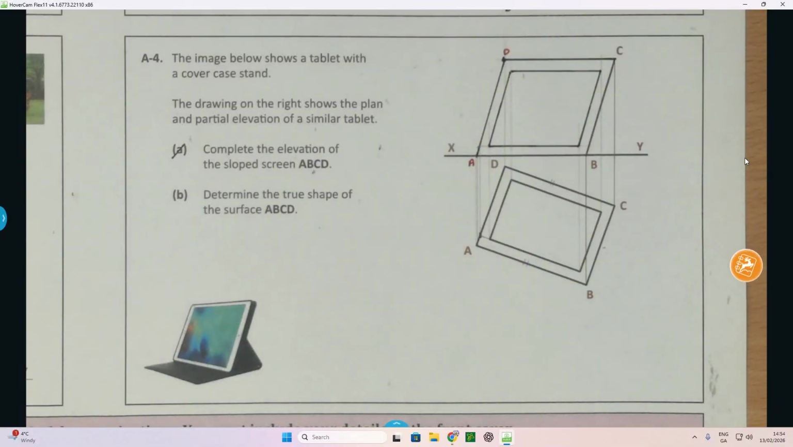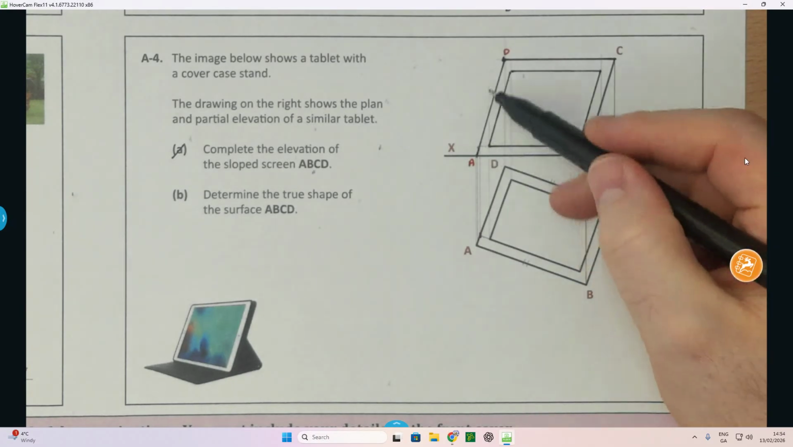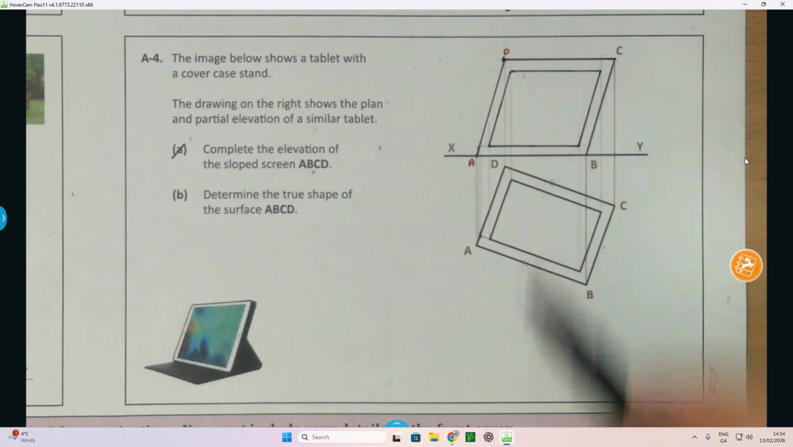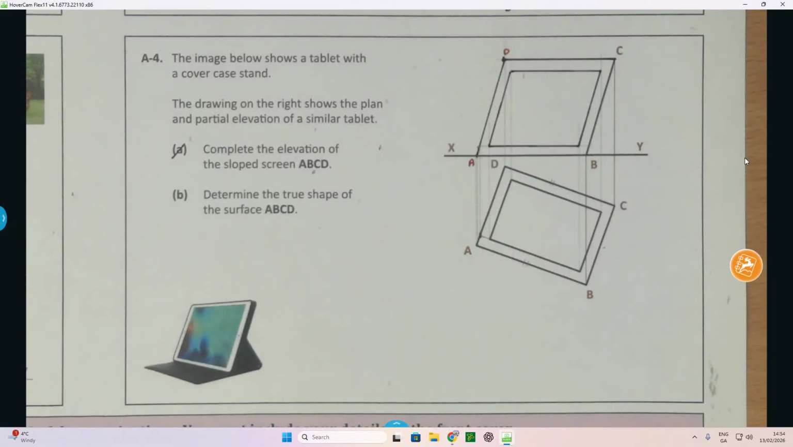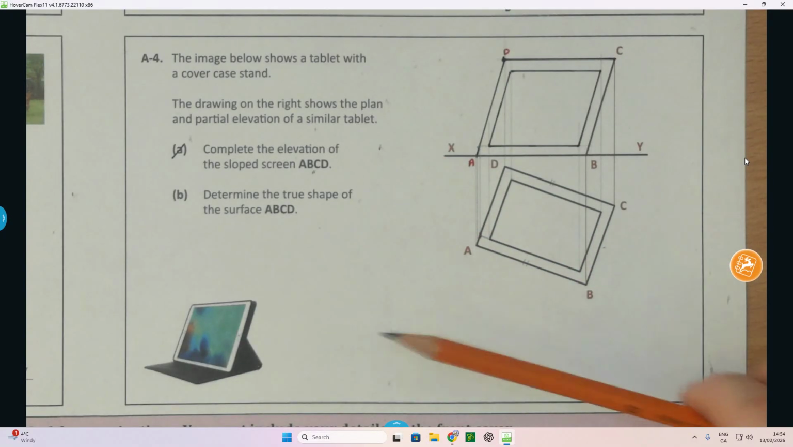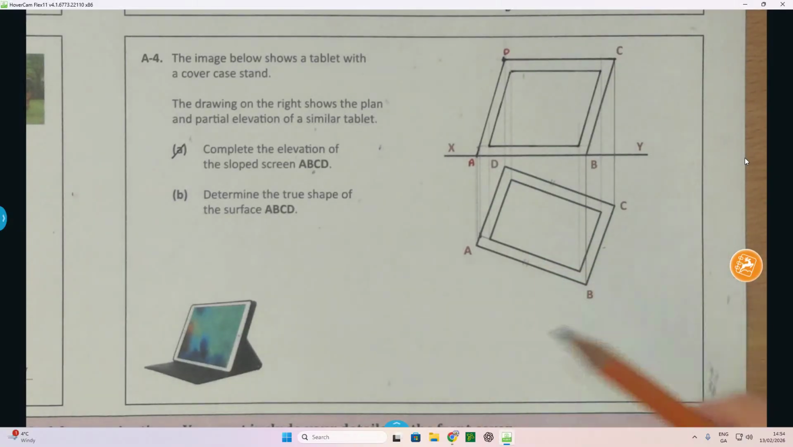Complete the elevation of the slope screen ABCD. Now, part B, determine the true shape of the surface ABCD. What they're basically saying is we want to know what that surface is, just ABCD, not the bevel inside it for the screen, but just the actual surface ABCD, the outline. And we want to see the true shape of that. Now, there's a couple of ways you could go about this. One way is that you could take an auxiliary to see ABCD as an edge view and then rotate it back and rabat it down and get the true shape here. Or you could actually just work out the actual lengths of it.